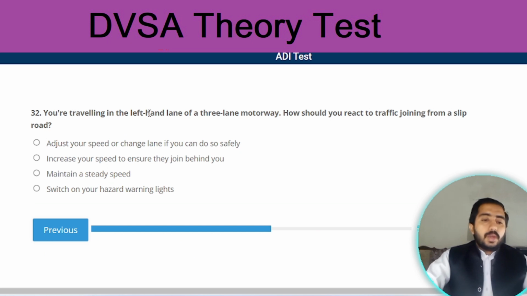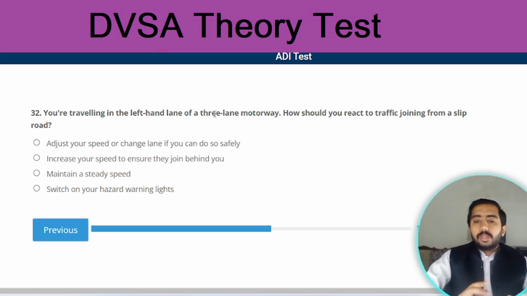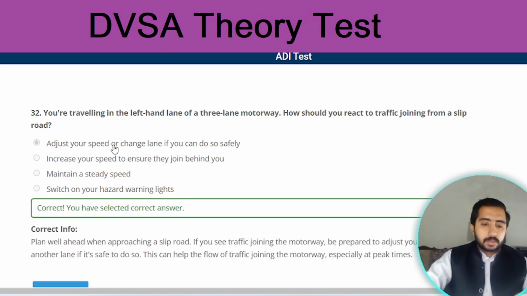You are traveling on the left-hand lane of a three-lane motorway. How should you react to traffic joining from a slip road? You need to react by adjusting your speed or changing lane if it is safe to do so. Next.